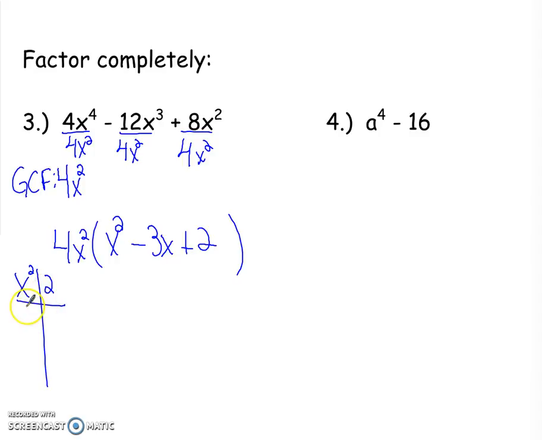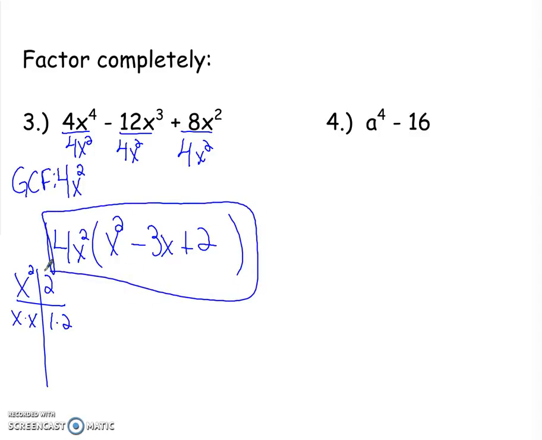So I would need to look at the factors of each of these, x and x. The factors of 2 are 2 and 1. Is there any way that these can add to be negative 3? Absolutely not. It cannot factor anymore. So you know you're done. You always have to try to factor the inside. Try to factor, but it won't always work.